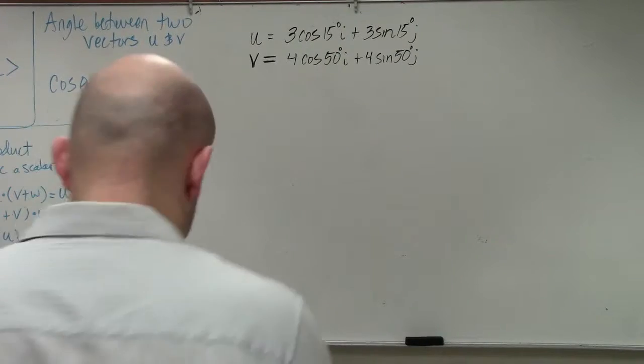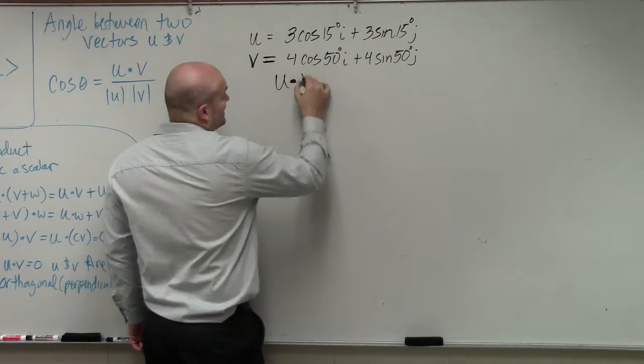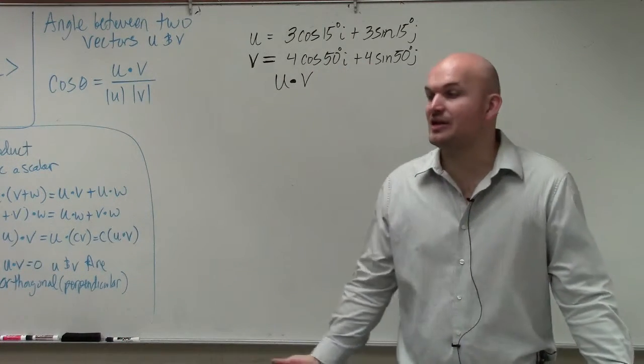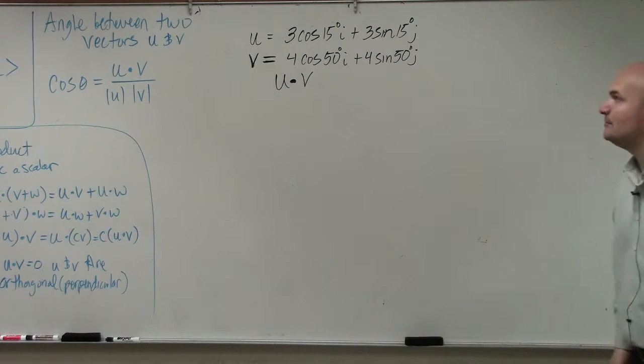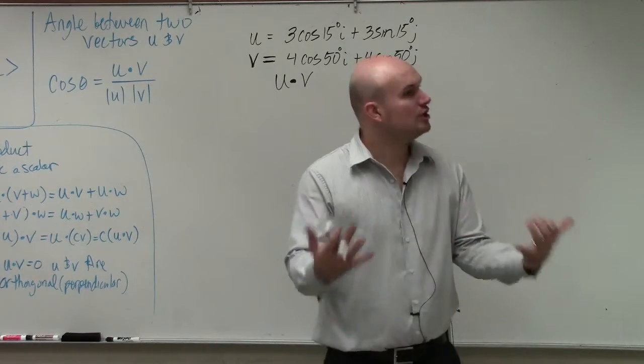In this first example, ladies and gentlemen, I'm going to ask you to find u dot v, so we need to determine the dot product. Now remember, the dot product is basically going to give us a value. It's not going to give us a new vector. My recommendation would be to rewrite this in component form.